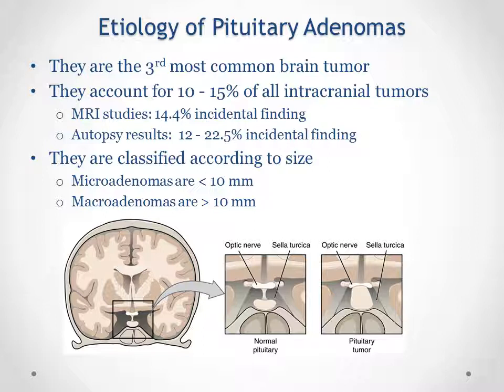Specifically on MRI studies, we'll also see up to 14% of adenomas found incidentally, and on autopsy, 12 to 22% of pituitary adenomas are an incidental finding. These tumors are also classified according to size. Microadenomas are usually less than 10 millimeters, and macroadenomas are greater than 10 millimeters.